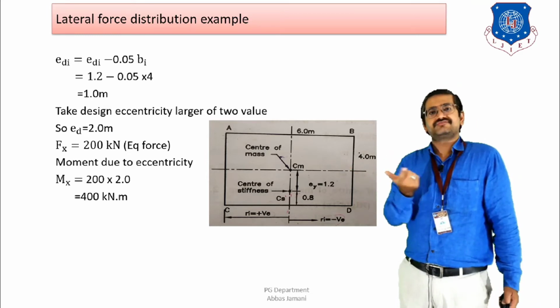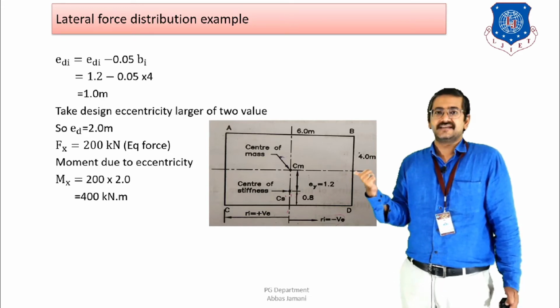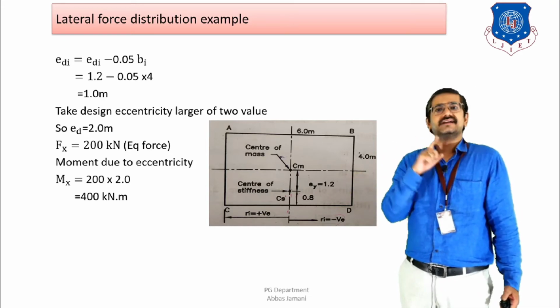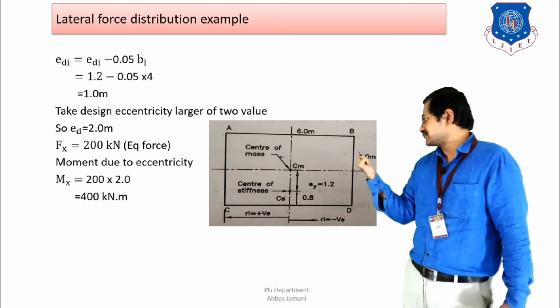So from the first formula I am getting the value as 2. From the second formula I am getting the value of design eccentricity as 1. The code is telling that you have to consider the higher value of the two. So as a result of that, we will select the value of EDI is equal to 2.